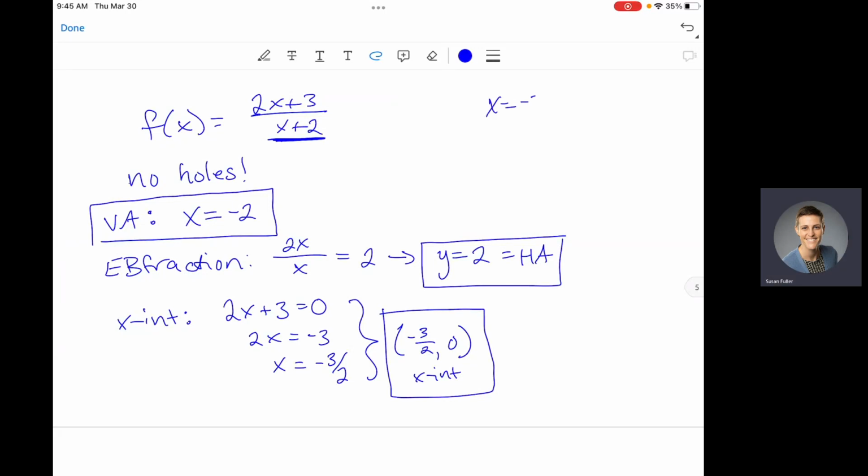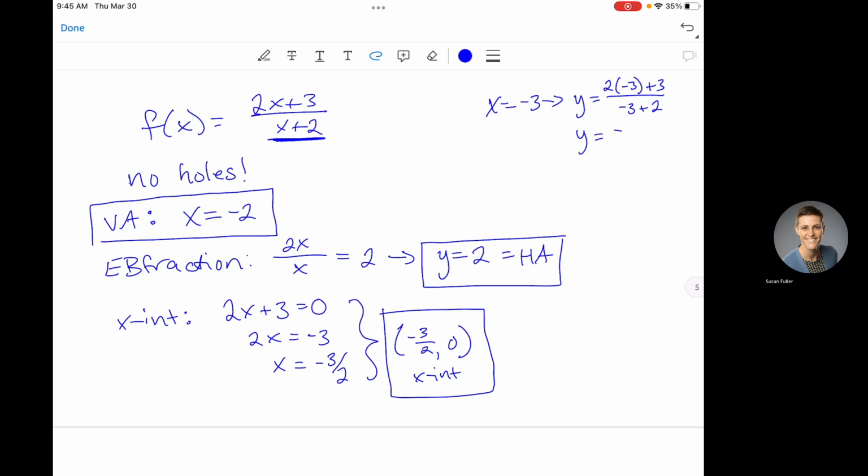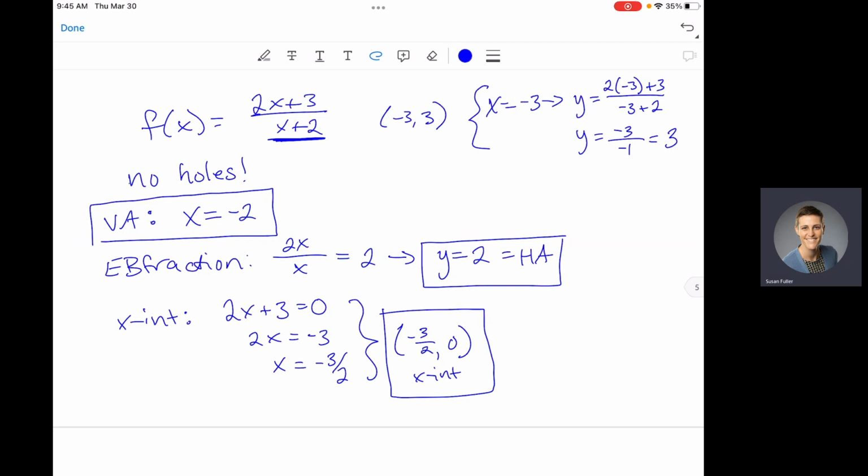So if x equals -3, then to find my y value, I'm going to plug -3 in for x. So I'm going to get 2 times -3 plus 3 all over -3 plus 2. When I do that, y is going to be -6 plus 3, -3 on top, over -3 plus 2 is -1 down here. So that means y equals 3. So I have a point at -3, 3 on my graph.